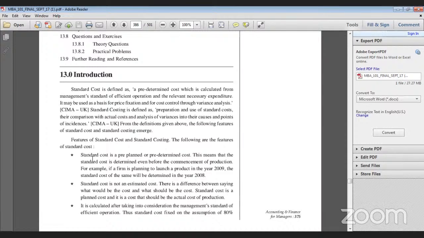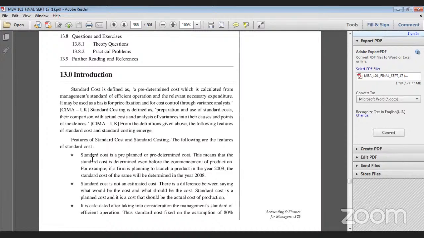It may be used as a basis for price fixation and cost control through various analyses. Their comparison with actual cost and analysis of variances is made to find the cause. It is indicated by the definition given below. The following features of standard cost emerge. Features of standard cost.